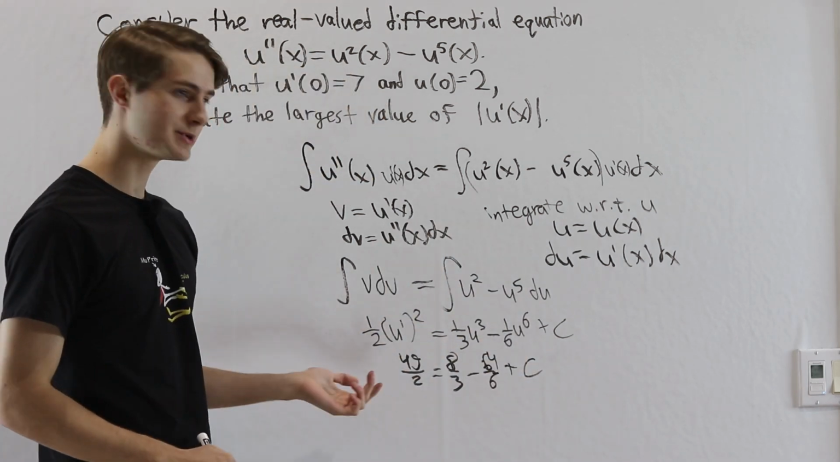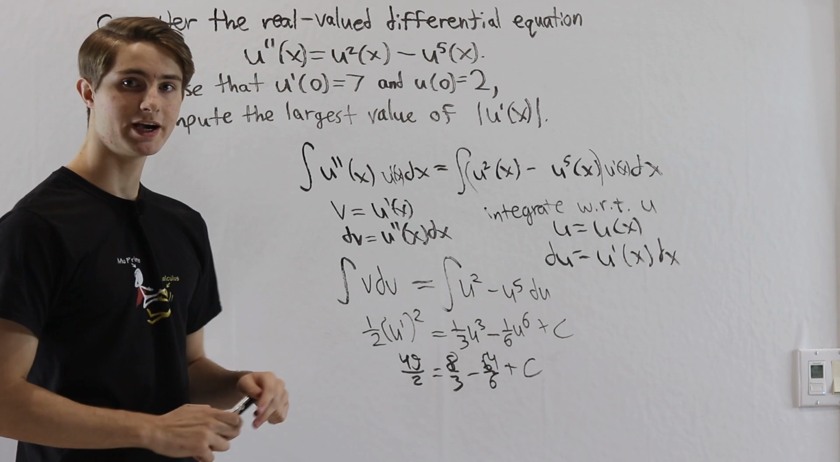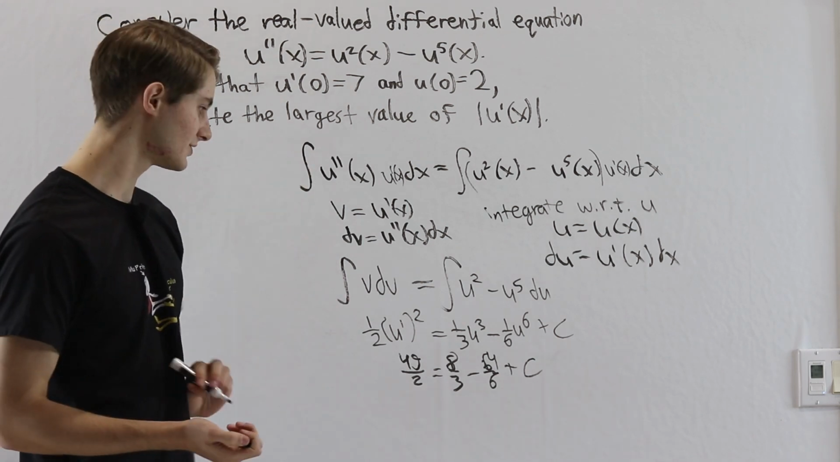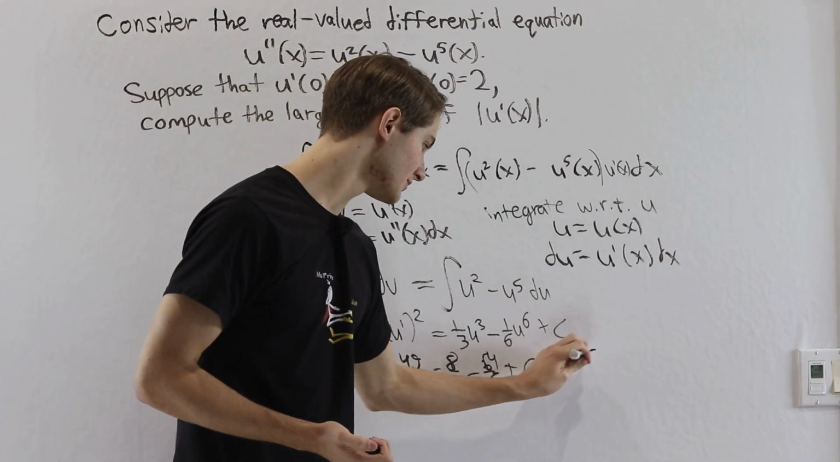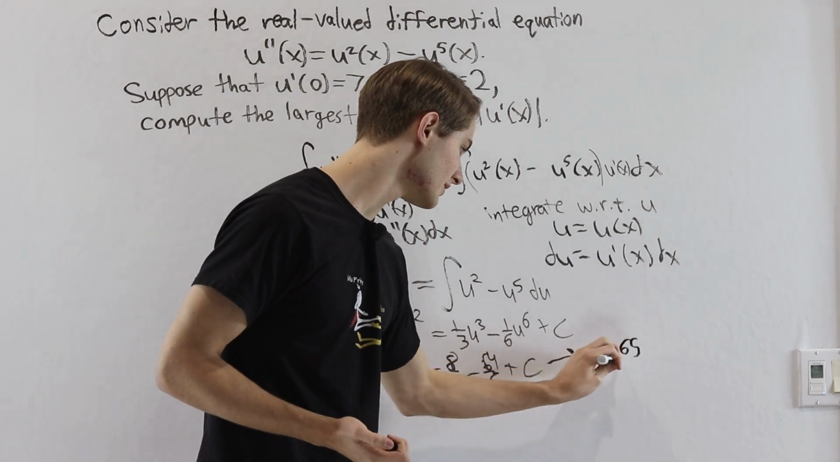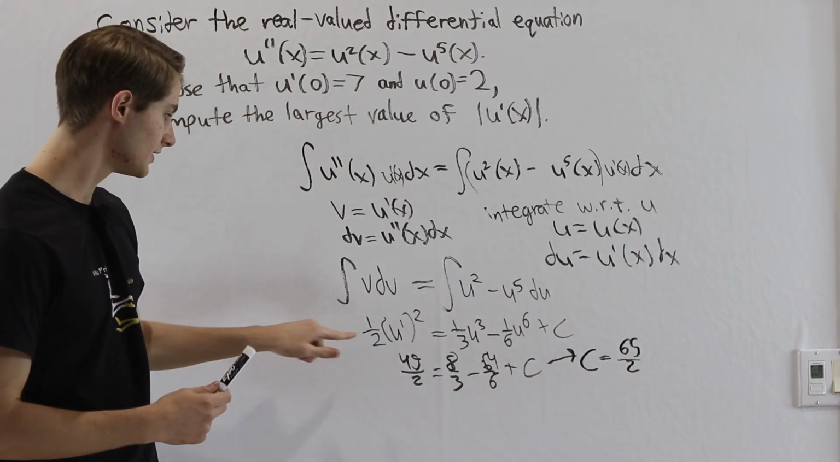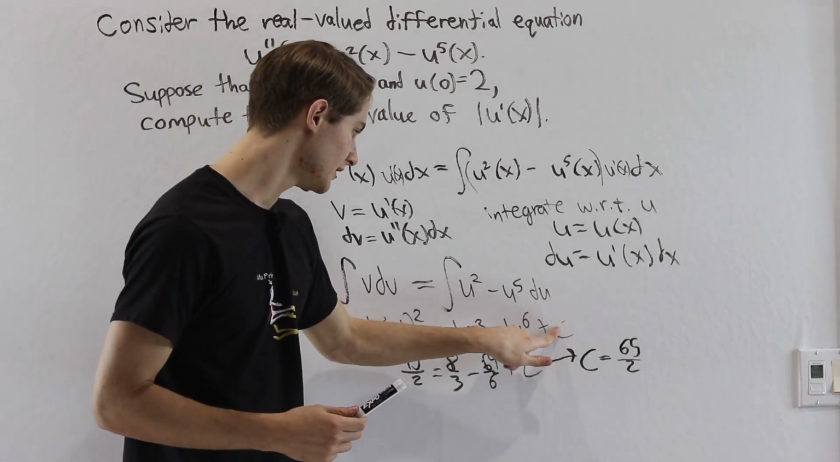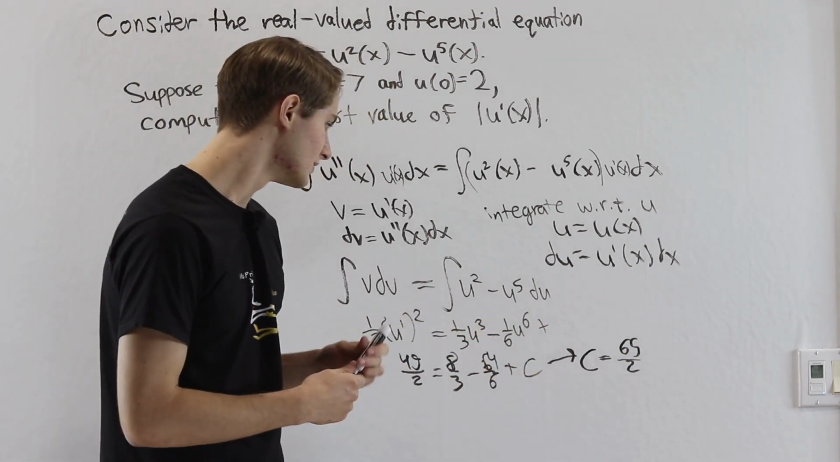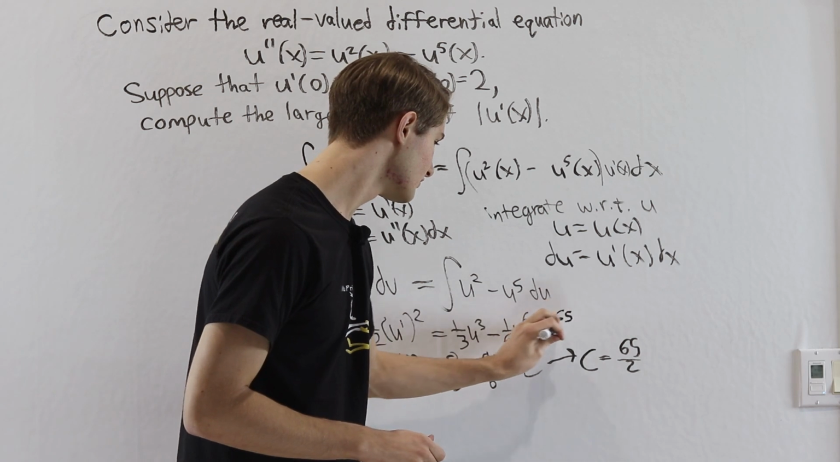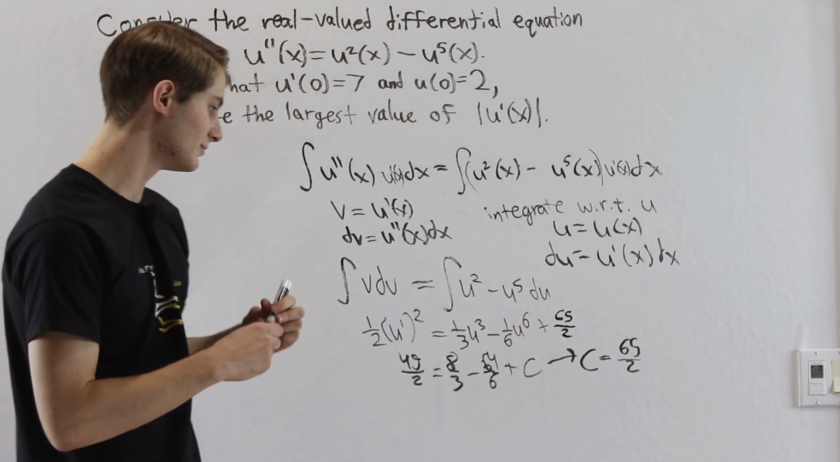And this isn't an algebra class, so I'll skip through all of the fraction manipulation and reducing stuff and give us the answer for c as 65 over 2. So that is the value for our c. We can go back to this equation we have here and plug it right in. So now we have an expression for u prime just in terms of u.